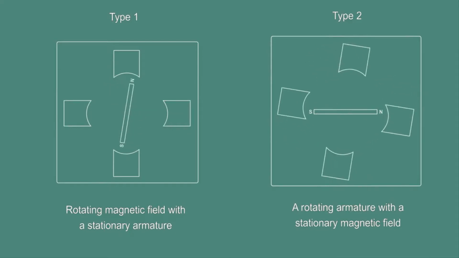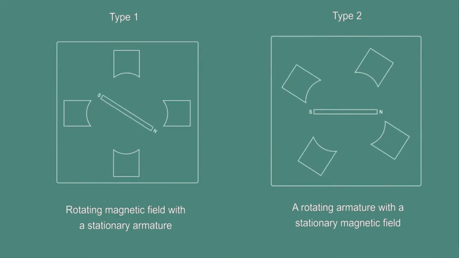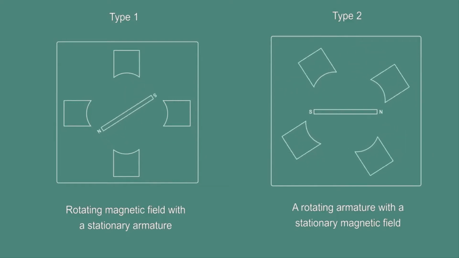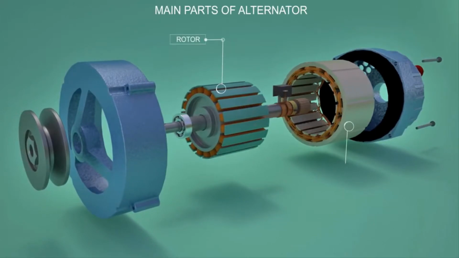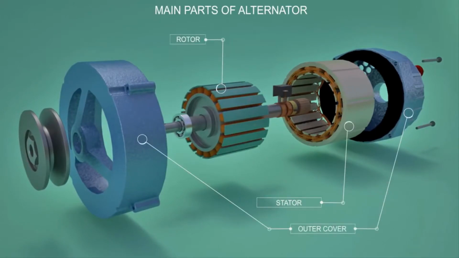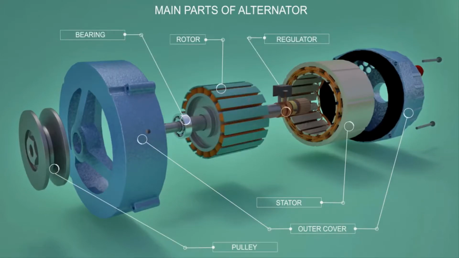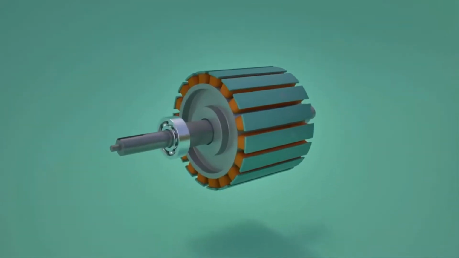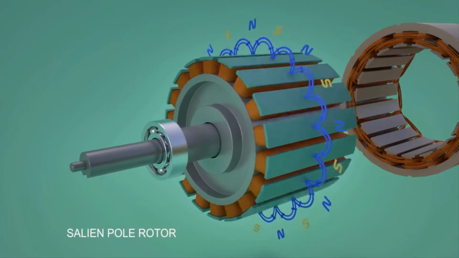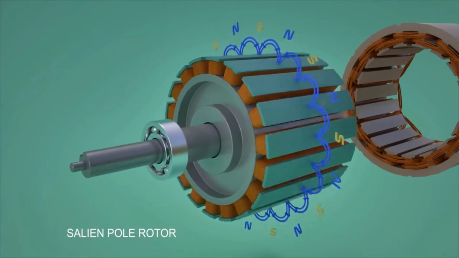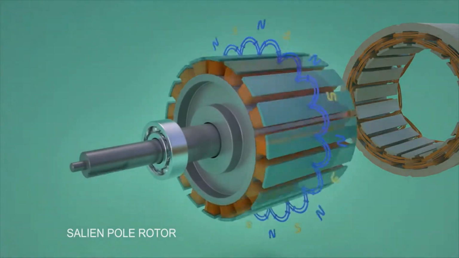Now we are going to see the functioning of the Type 1 alternator. The main parts of an alternator are the rotor, stator, bearing, slip ring, regulator, DC generator, pulley, and outer cover. The rotor produces a rotating magnetic field. The armature coils are stationary, and the rotating magnetic flux associated with the rotor induces electricity in the armature coils.